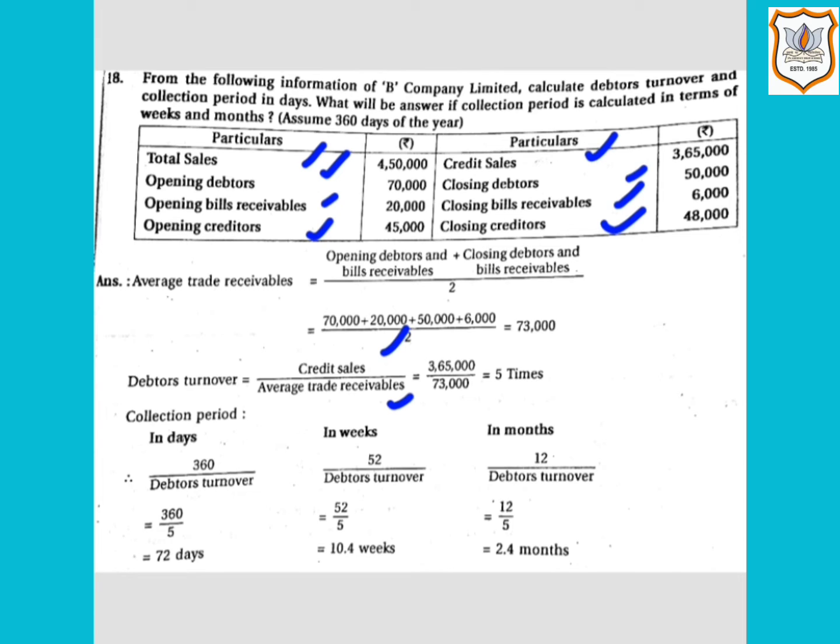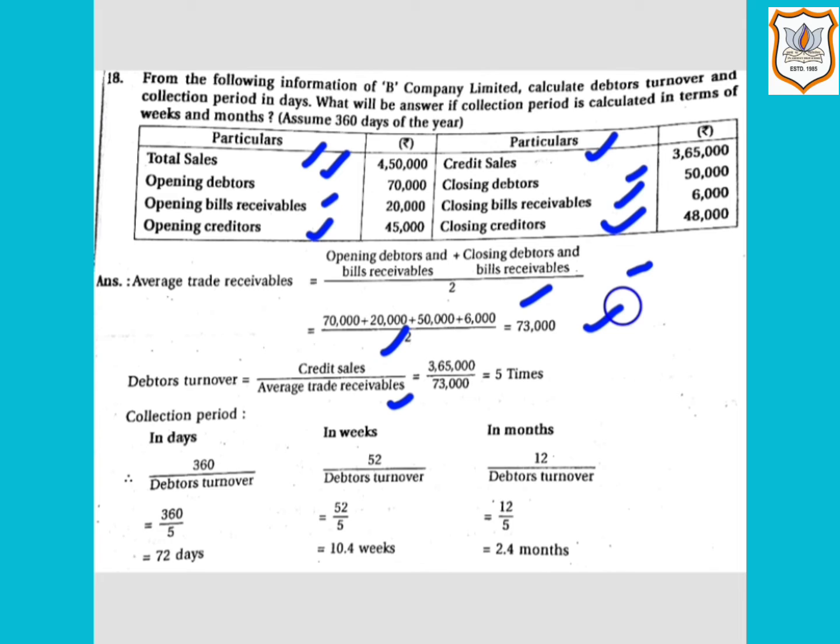So here we need to calculate average trade receivable. Formula for average trade receivable is equal to opening debtors and bills receivable plus closing debtor and bills receivable upon 2. So here opening debtor is 70,000 and opening bills receivable is 20,000 plus closing debtor is 50,000 and closing bills receivable is 6,000 divided by 2, that comes to 73,000.